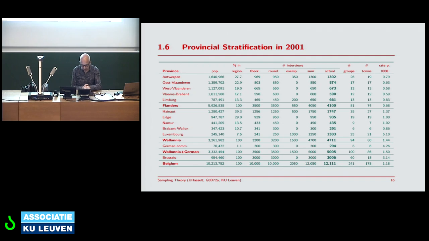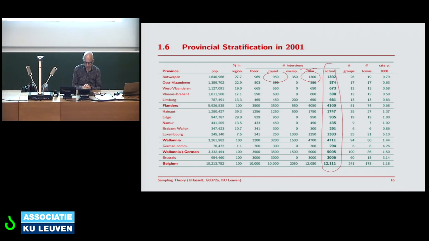Okay, the actual numbers, as you will see, are not terribly far away, although in Wallonia in 2001 it was relatively difficult to reach the target goal. The number of groups, look at that, that varies a little bit, but for example in the province of Antwerp, 1,300 at the end of the day, divided by 50, and you will say 26 groups, split over 19 different towns.